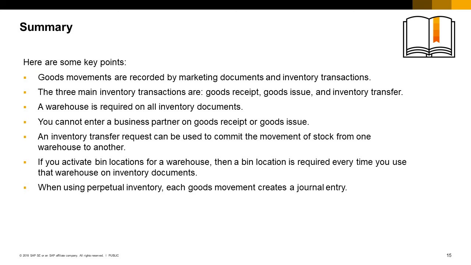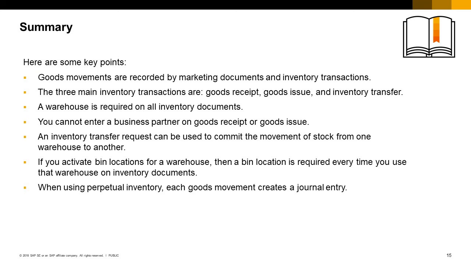A warehouse is required on all inventory documents. If one is not manually entered into the transaction, the default warehouse for the item will be assigned. You cannot enter a business partner on a goods receipt or goods issue, unlike marketing documents which always require business partners. An inventory transfer request can be used to commit the movement of stock from one warehouse to another. It is possible to specify a business partner on an inventory transfer.